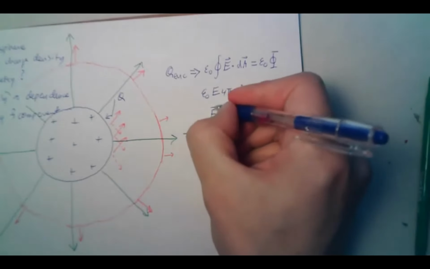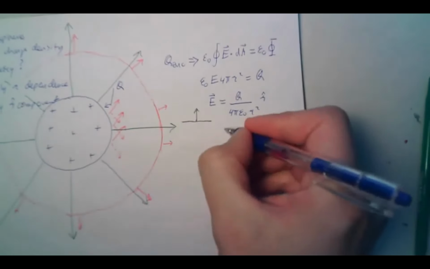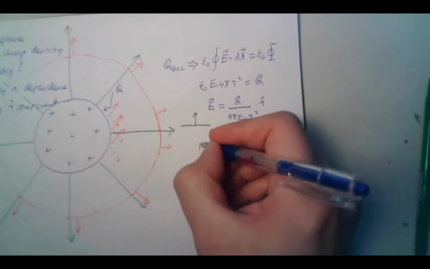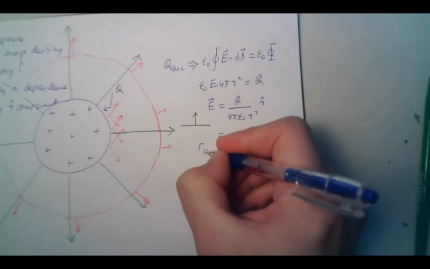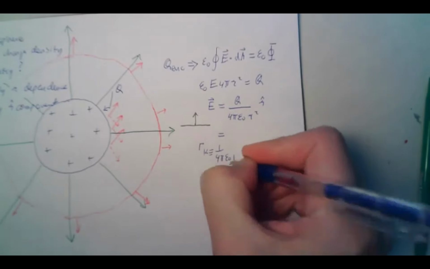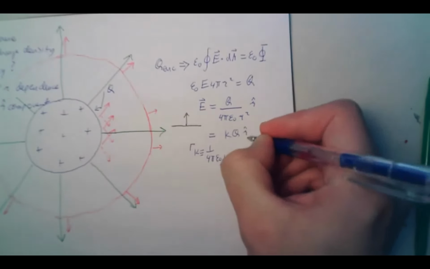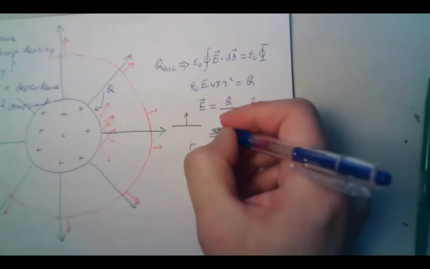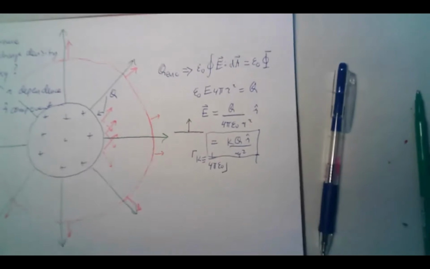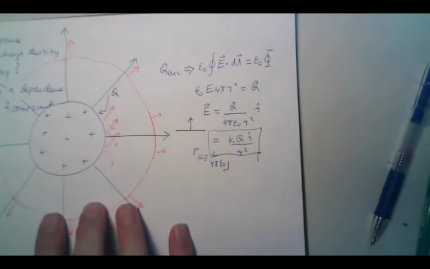E is Q over 4 pi epsilon naught r squared. And now finally, we want to make that into a vector, because electric field is a vector. And if you want to write it in the same way that we were using before, using K is 1 over 4 pi epsilon naught, then this becomes K Q r hat over r squared. Da-da-da, we are done.